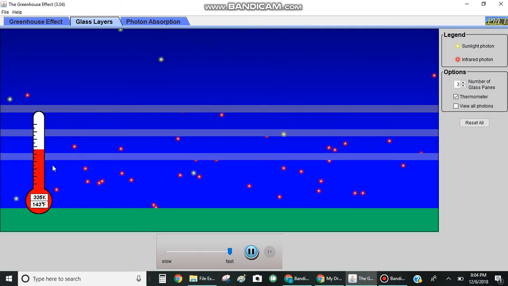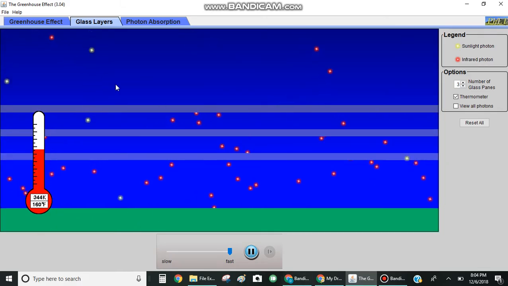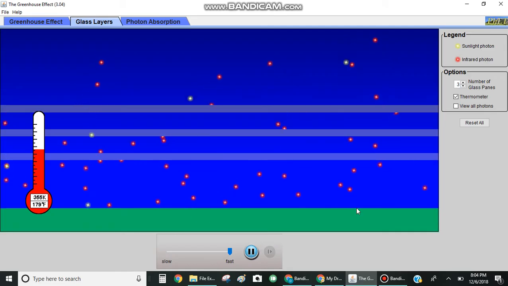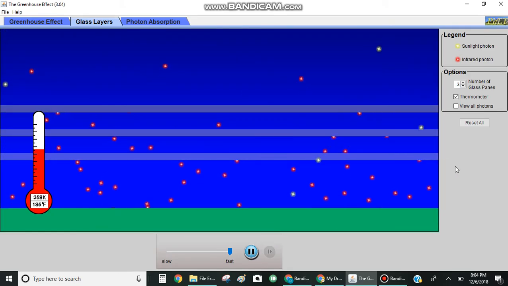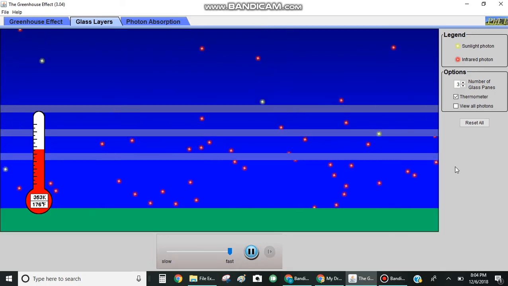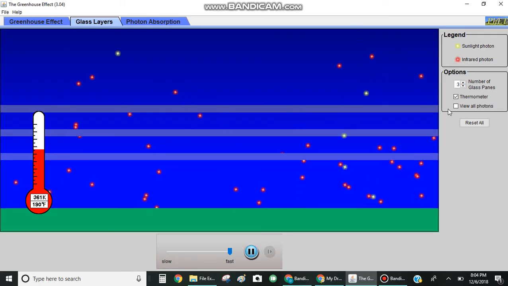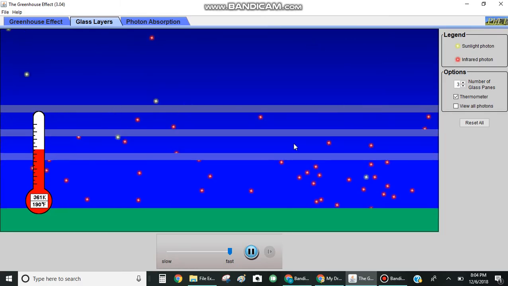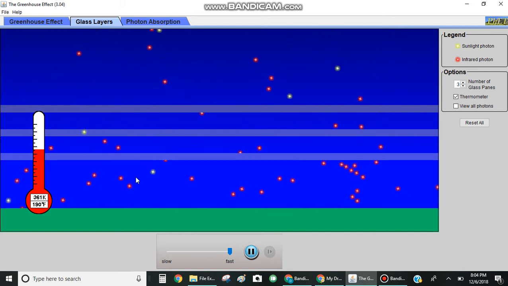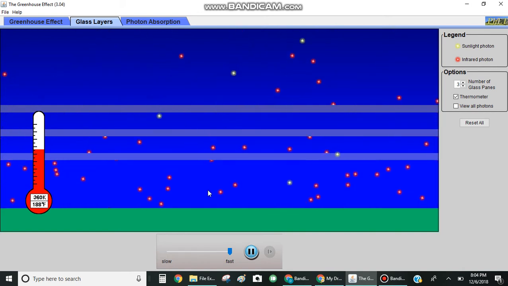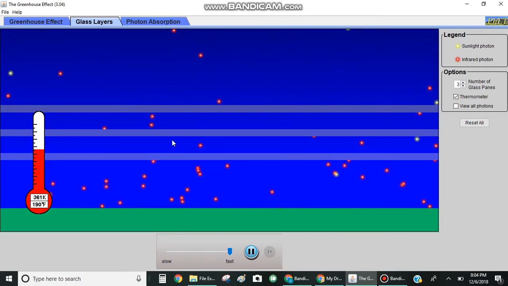You are now going to record the temperature with 3 glass panes, what the yellow photons are doing, the sunlight photons, and what these infrared photons are doing down here. Once you have recorded your data for having 3 panes, there are a couple of questions that I want you to answer regarding what behavior you saw down here with the infrared photons versus sunlight photons and how that relates to temperature. You may want to pause the video to be able to complete that.